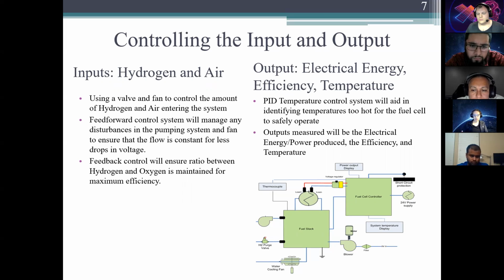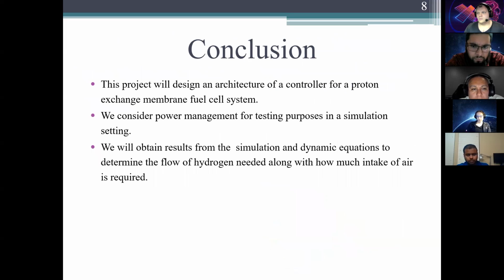And a proportional integral derivative temperature control system will be used for identifying temperatures that are too hot for the fuel cell to ensure that it can safely operate. The outputs measured will end up being the electrical energy or power produced, the efficiency, and the temperature. The bottom right has a block diagram of the different control systems and fuel cells that are in the market right now.